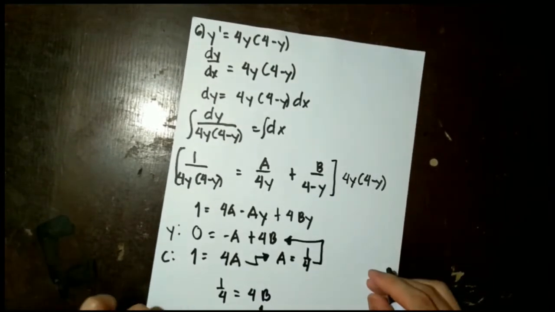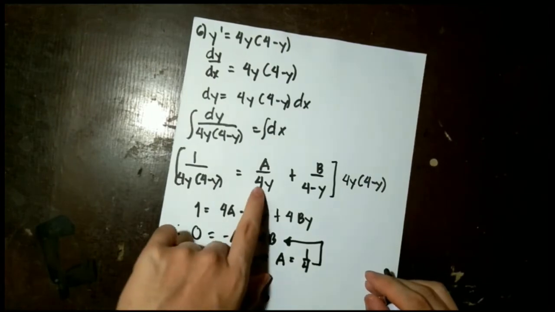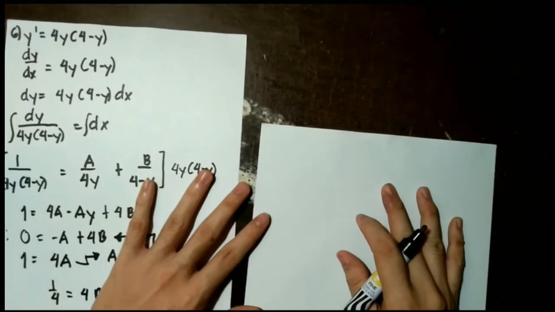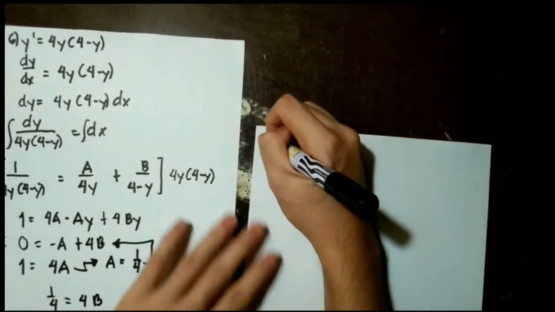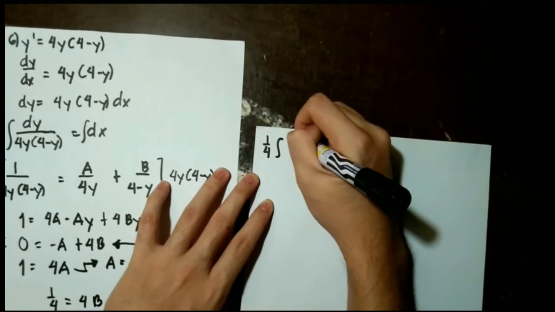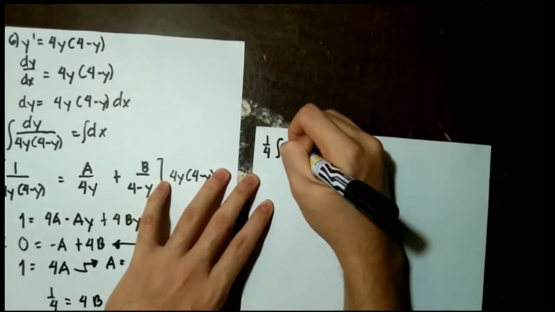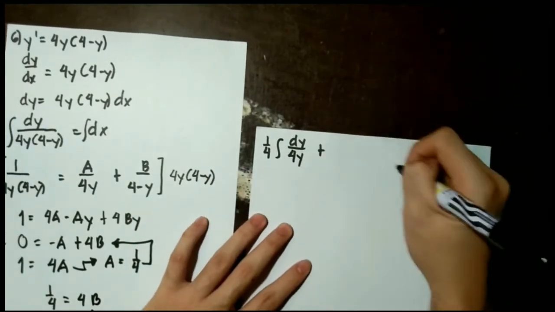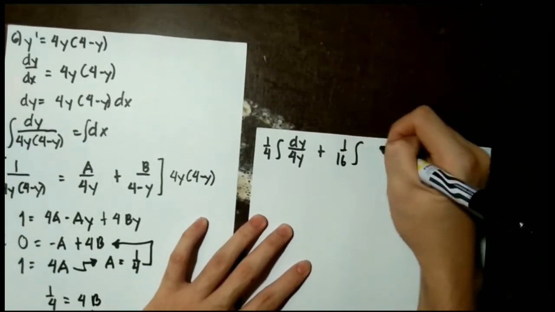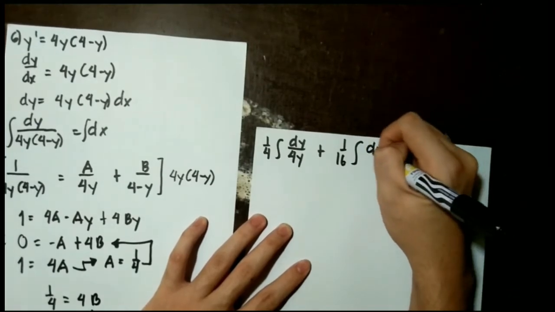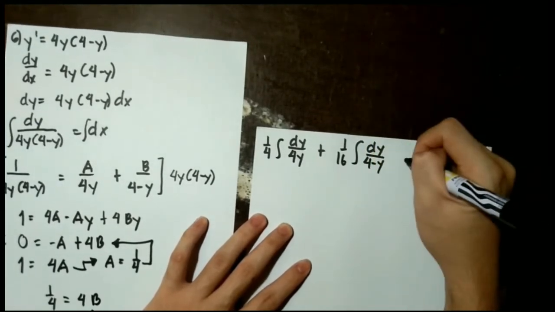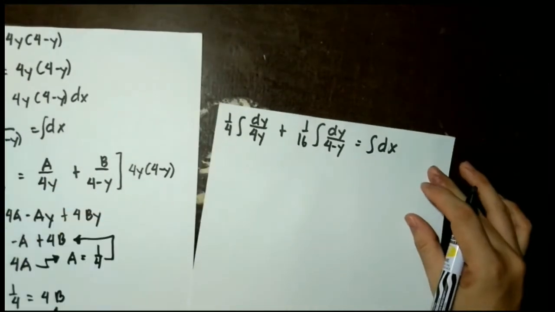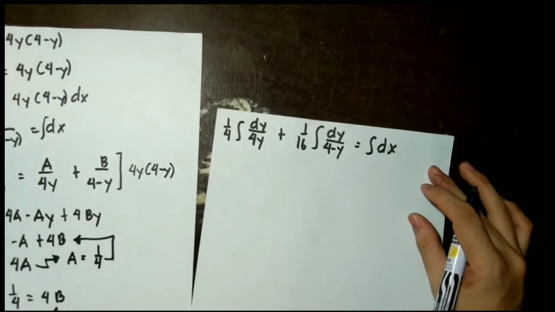Then we substitute the values of a and b into this equation. So in this case, our equation becomes 1 over 4 integral of dy over y plus 1 over 16 integral of dy over 4 minus y is equal to the integral of dx. So when the equation looks like this, we can proceed to simple integration.